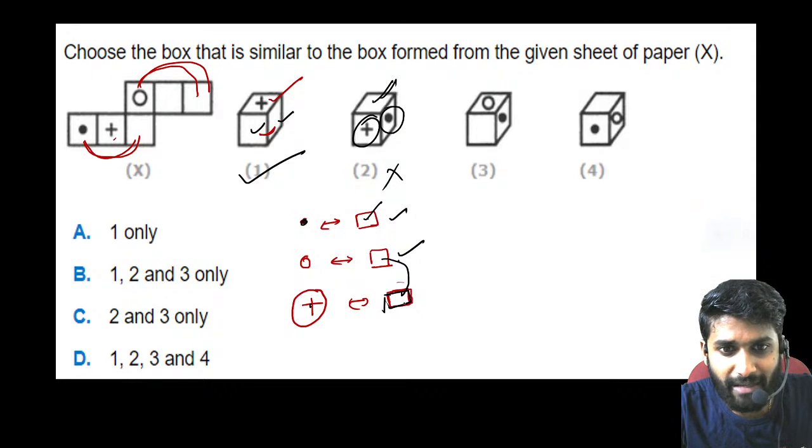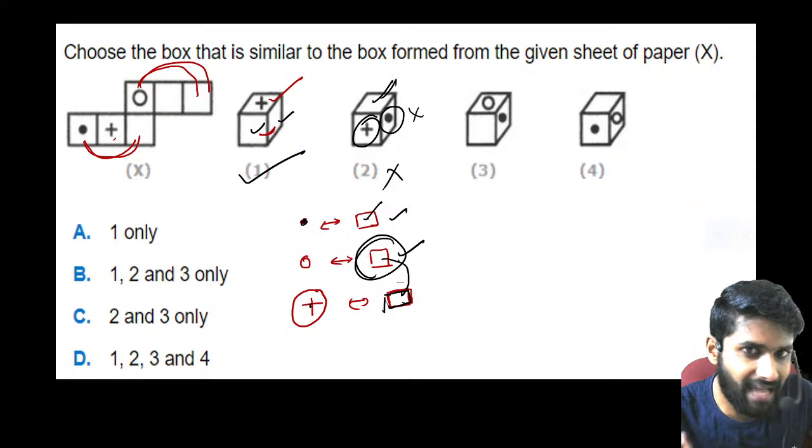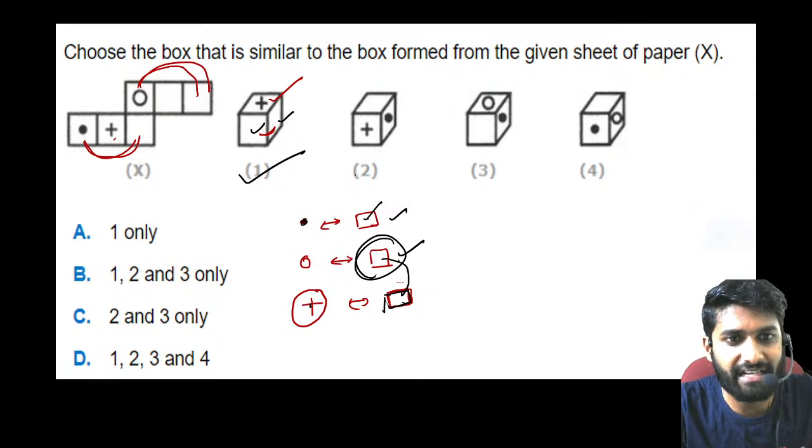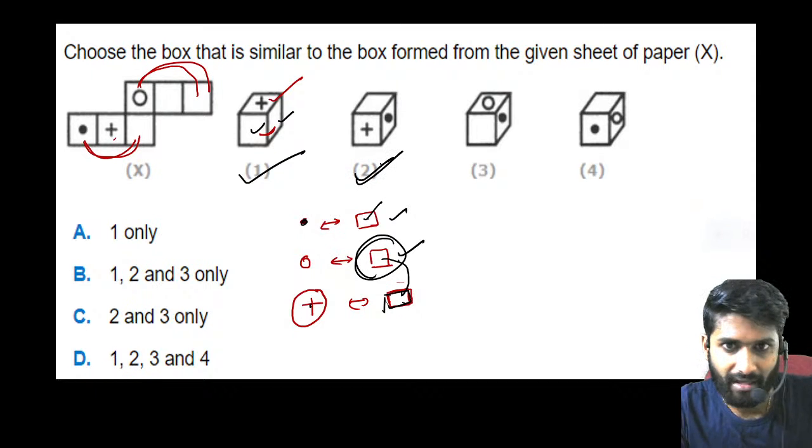If you assume this plus goes to this box, that is invalid. But there is a chance this box is given. There is a chance, Nana. That's why, if you have a chance, always take it as a valid case.